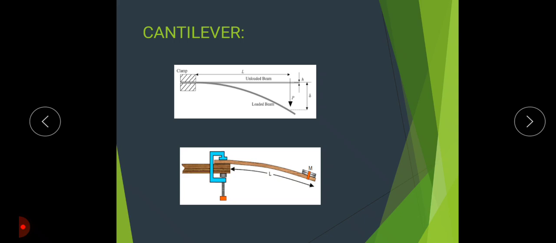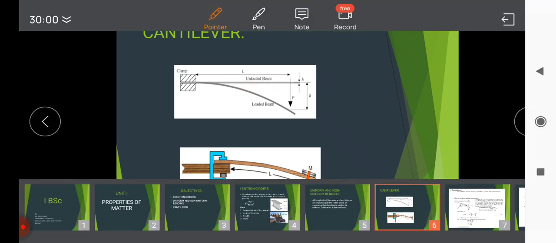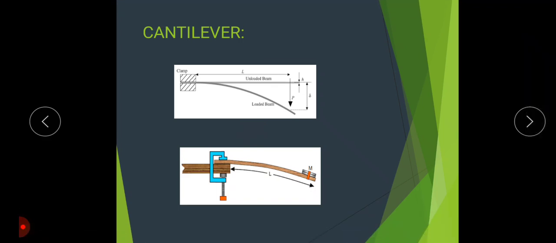The weight of the beam itself does not produce any bending. The following figure shows the cantilever. Here one end of the cantilever is fixed, and at the other end the weight or load must be added to this free end.